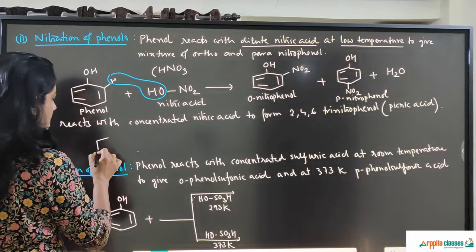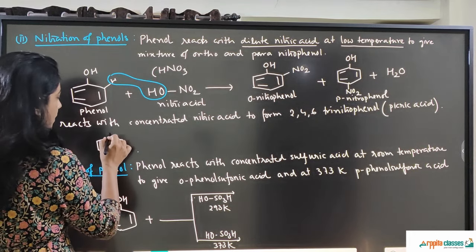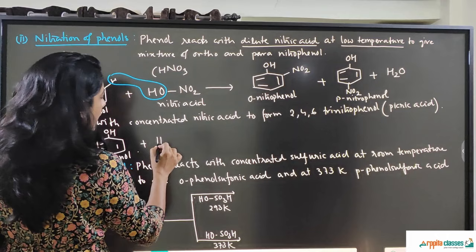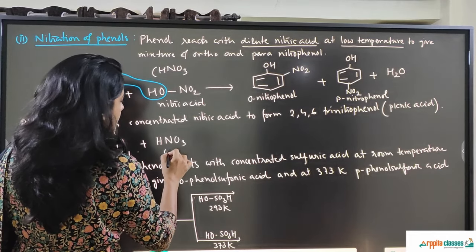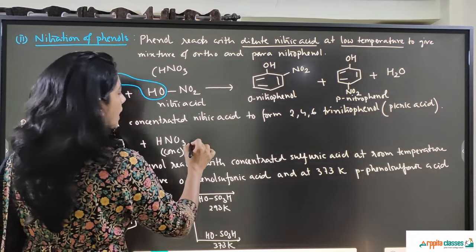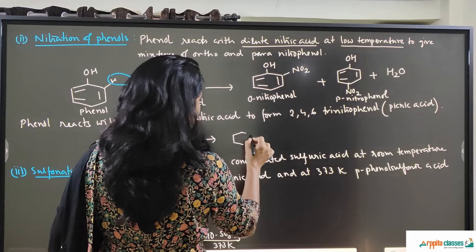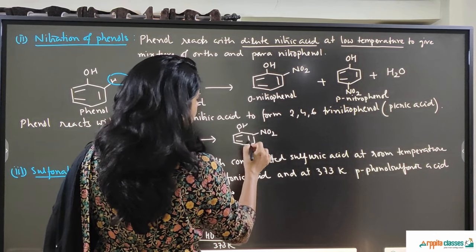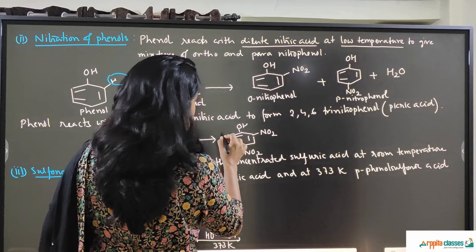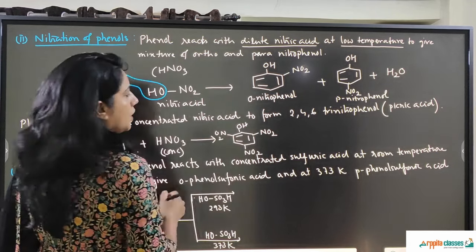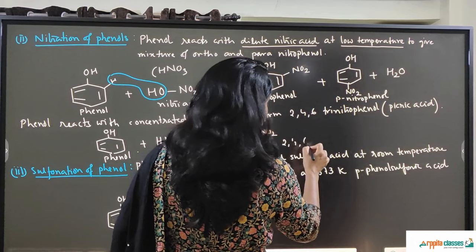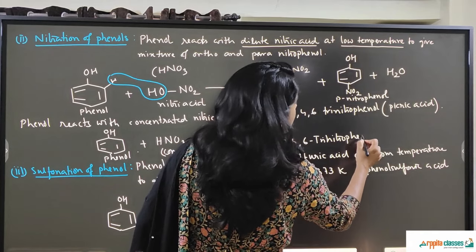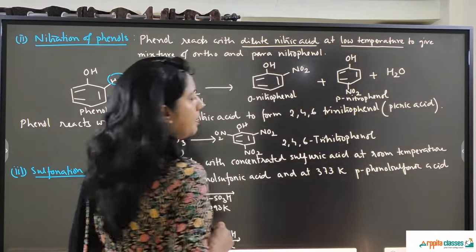So how is this reaction? This is my phenol, and it is now reacting with concentrated nitric acid. So HNO3, and this is in concentrated form now. We get 2,4,6 tri-nitrophenol. So now the nitro group will get attached to the second position. This is my OH, with nitro in the fourth position and also in the 6th position. So this is called 2,4,6 tri-nitrophenol, which is also commonly called picric acid.